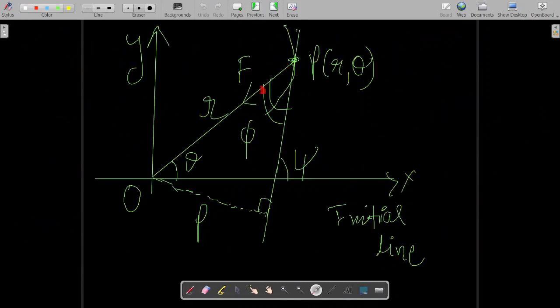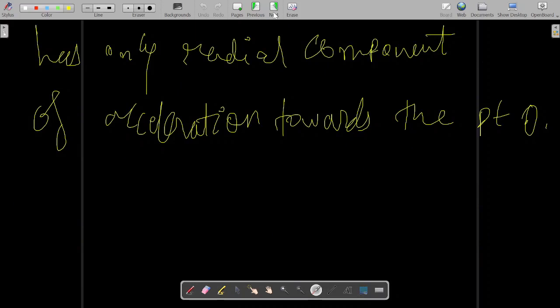The particle will have only a radial component of acceleration, because if suppose there is a force acting like this, then that force can also be transformed into a radial component and a transverse component, and the transverse component will have zero effect over here. So only the radial component remains, towards the point O.